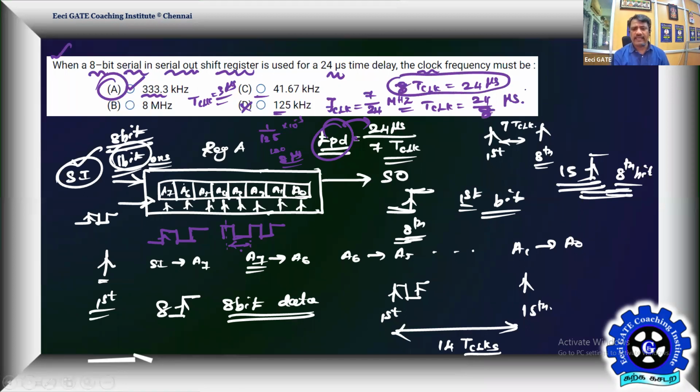So 24 by 8, so T clock must be equal to 3 microseconds. Then he went for F clock equal to 1 by 3 megahertz. 1 by 3 is 0.333 megahertz, so it is going to become 333.3 kilohertz. Good, that's a correct answer. No other answer is closer to this. So that's the approximate answer for the clock frequency.